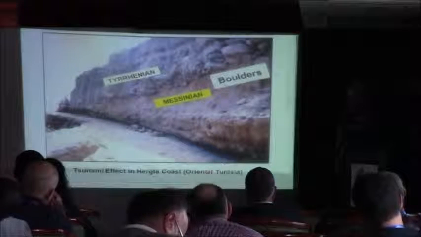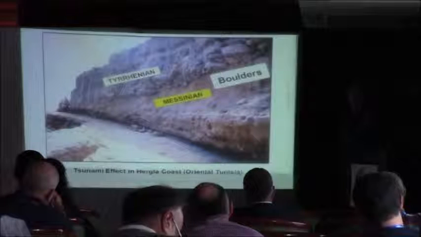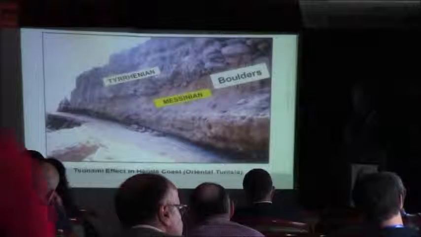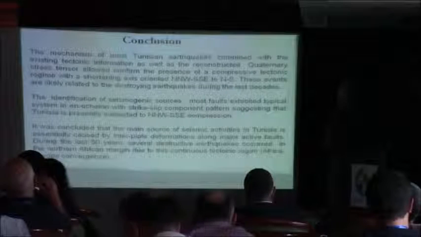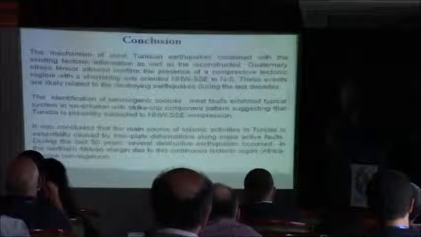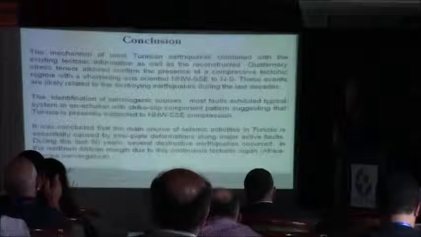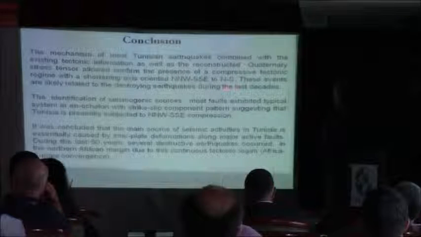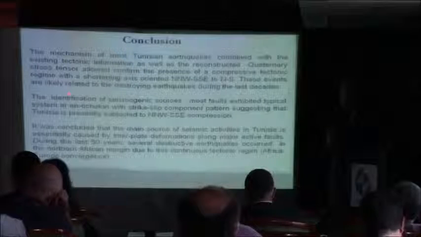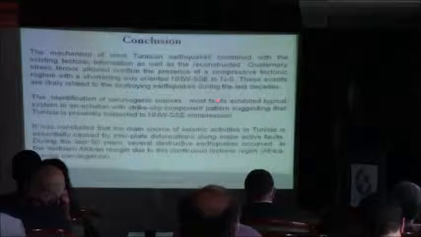But there are also some other figures in Tunisia characterizing the tsunami effect. In conclusion, the mechanism of most Tunisian earthquakes, combined with existing tectonic information as well as the reconstructed Quaternary stress tensor, allowed us to confirm the presence of a compressive tectonic regime with a shortening axis oriented north-northwest, south-southeast to north-south. These events are likely related to the destructive earthquakes of the last decades.